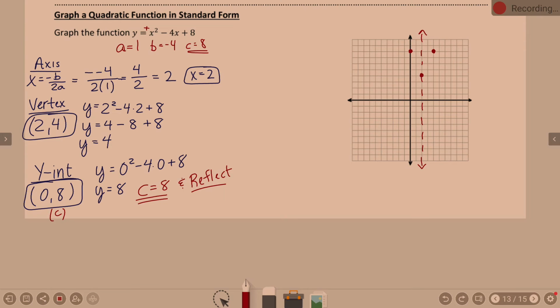And we're going to graph a parabola, yes? A parabola is a U shape, not a V shape. I know we only have one extra set of points, but you can still make it more of a U shape and less of a V shape.